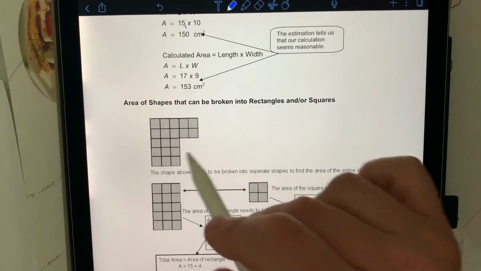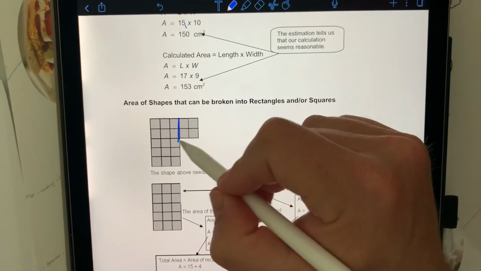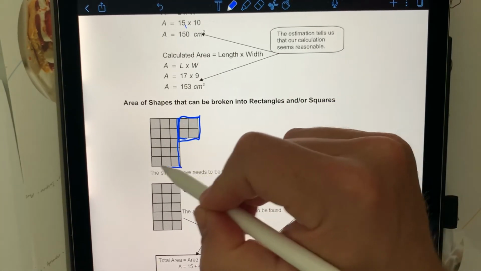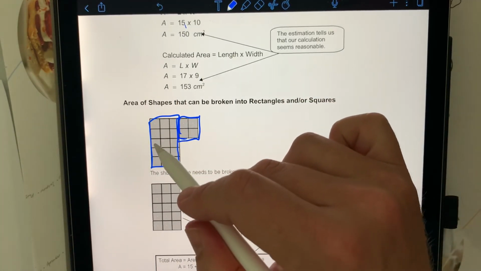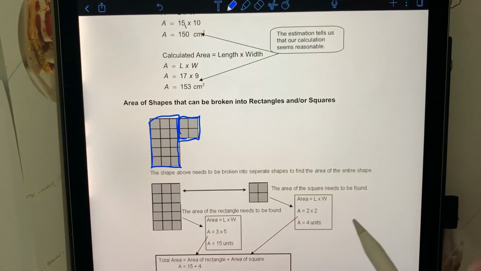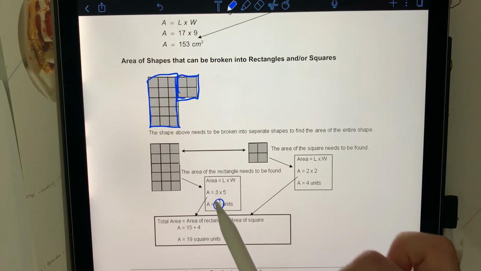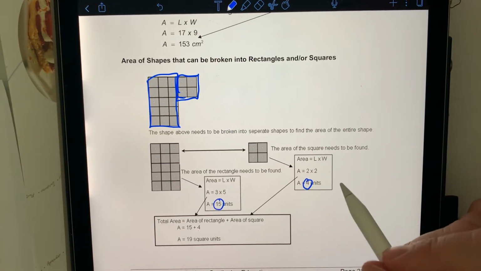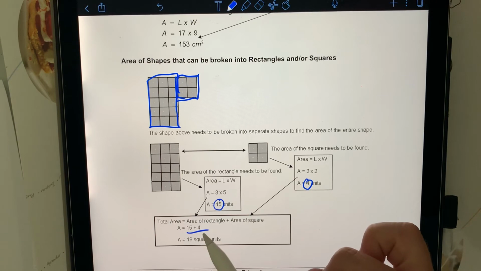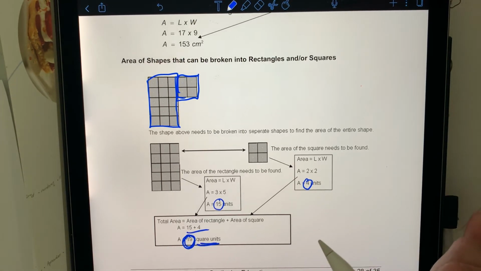Last thing, what about a shape like this? Well, that's not a rectangle, but I can break it up. I can break it up into this rectangle and this rectangle. Okay, so this rectangle is 1, 2, 3, 4, 5 by 1 to 3. It's a 5 by 3. And on the answer, you can see that 5 by 3 is 15. This rectangle is a 2 by 2, which means it's 4 units. So we put them together. 15 plus 4 gives us 19 square units. And that's a final answer.